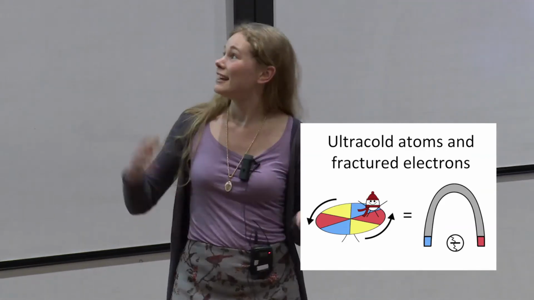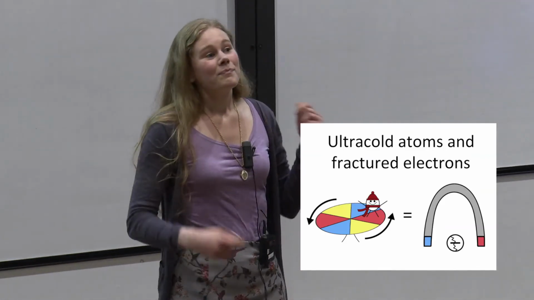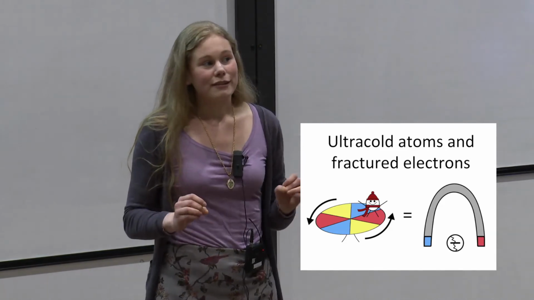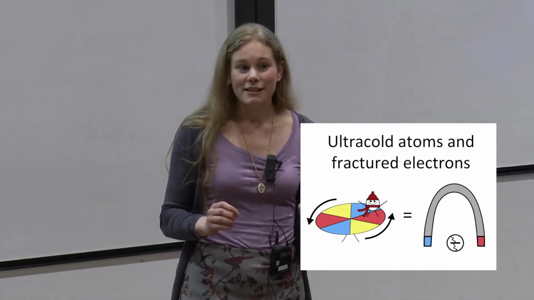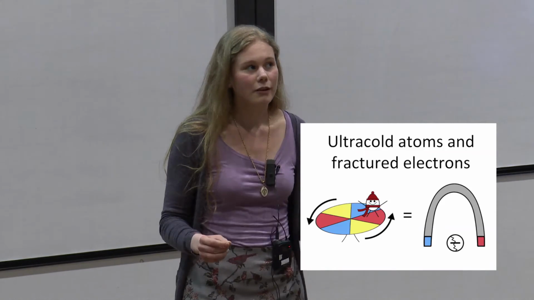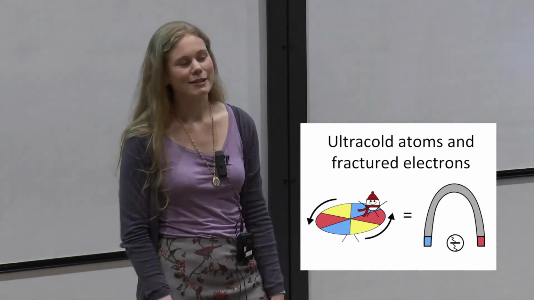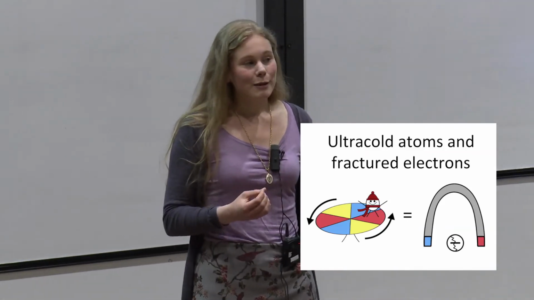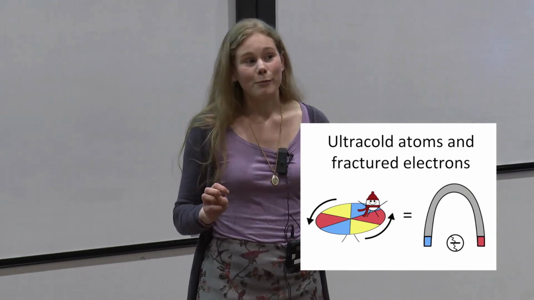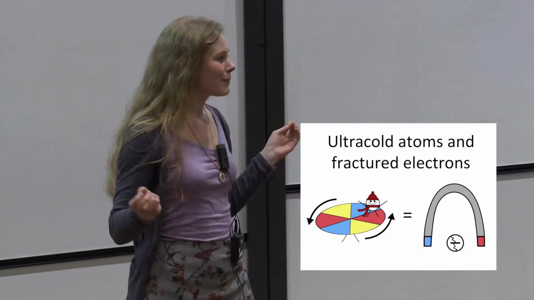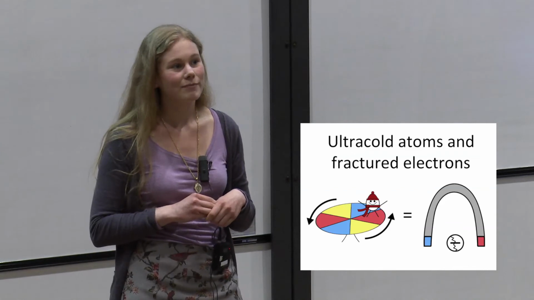Well, fortunately, as you can see on my slide up there, electrons in a magnetic field are mathematically equivalent to rotating neutral atoms. So if only we could somehow control some atoms, we could dress them up like electrons and use them to solve the problem. Which brings me right back to my cold atom experiment.